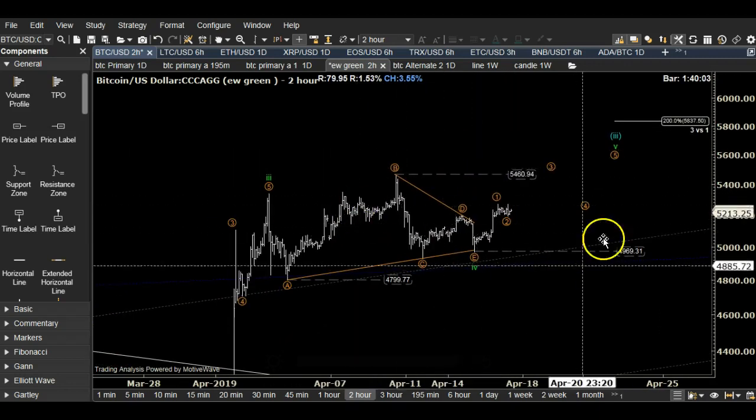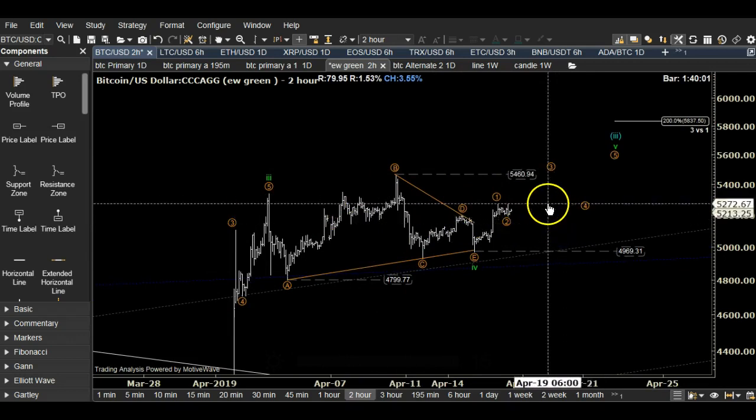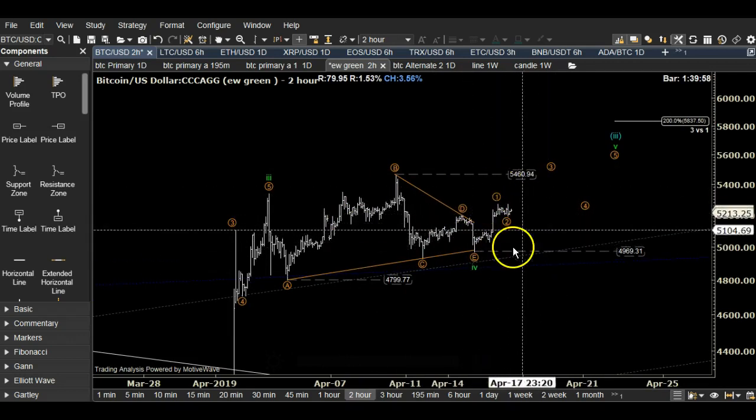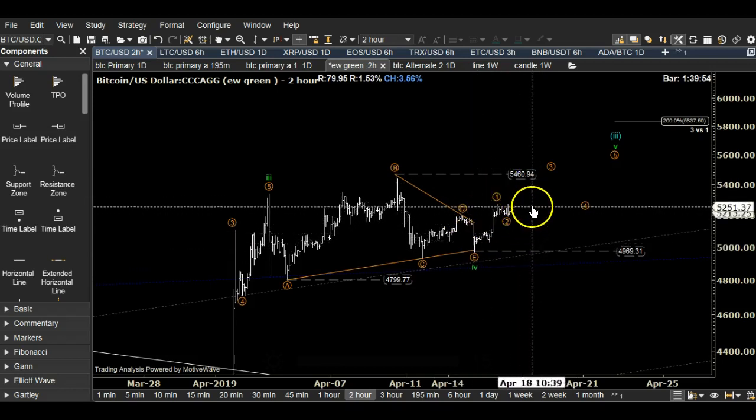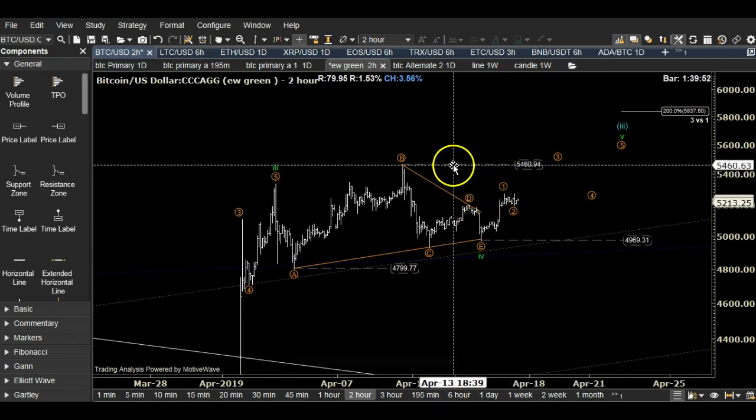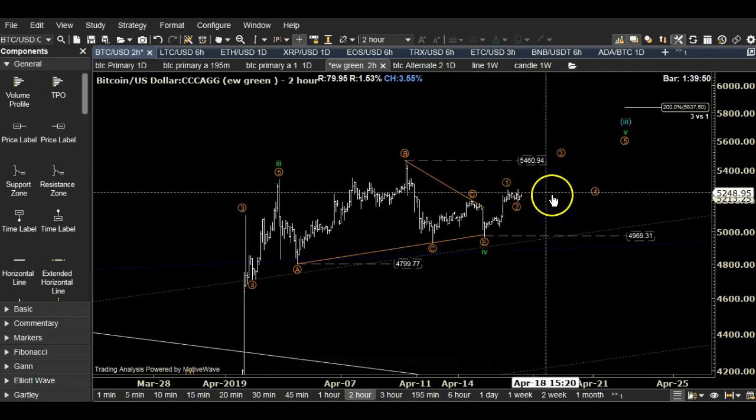This is what I have in terms of update. That's why I'm saying this is a little bit tricky, but just keep an eye on the moves inside these waves, and just pay attention to this couple of critical levels.